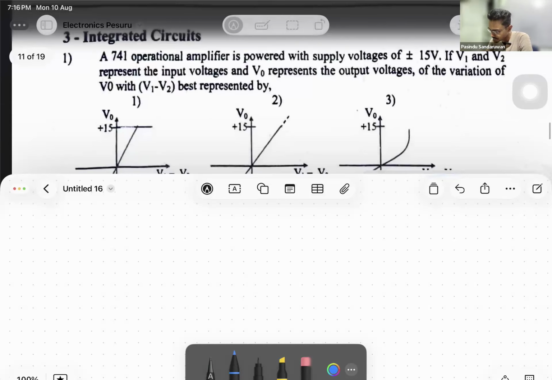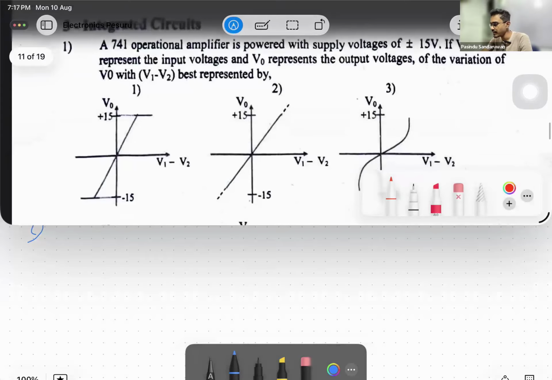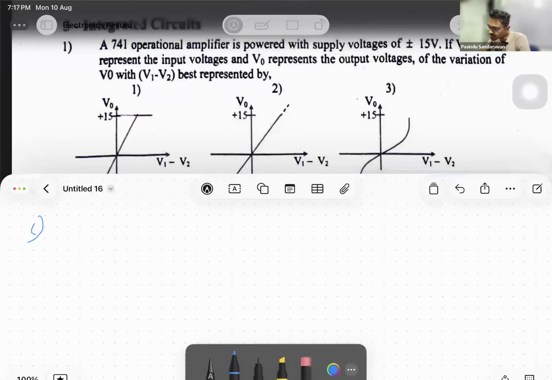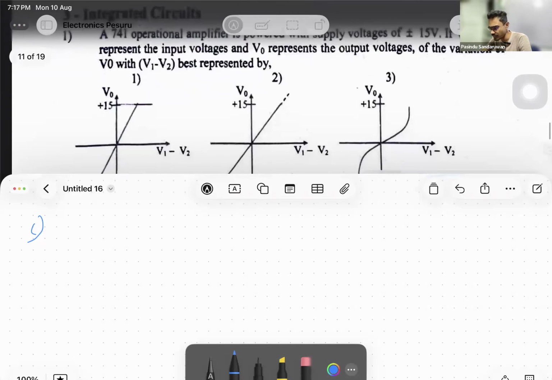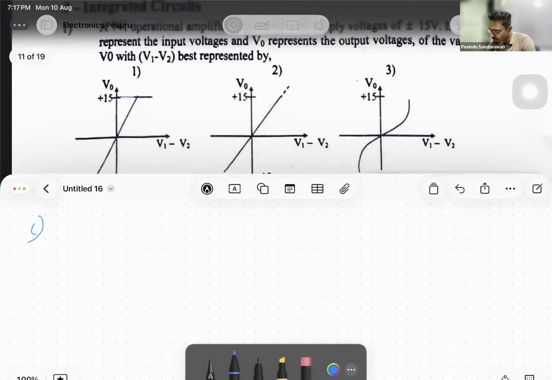First one, a 741 operational amplifier. 741 is the only IC we have in our syllabus. A 741 operational amplifier, powered with a supply voltage of plus or minus 15 volts. If V1 and V2 represent the input voltages and Vout represents the output voltage, the variation of the Vout with V1 minus V2 is best represented by, very straightforward, right?